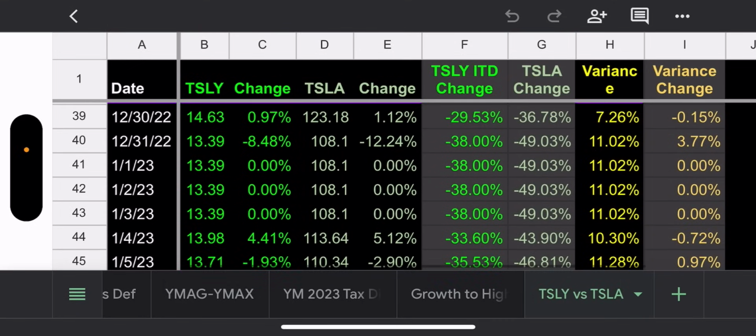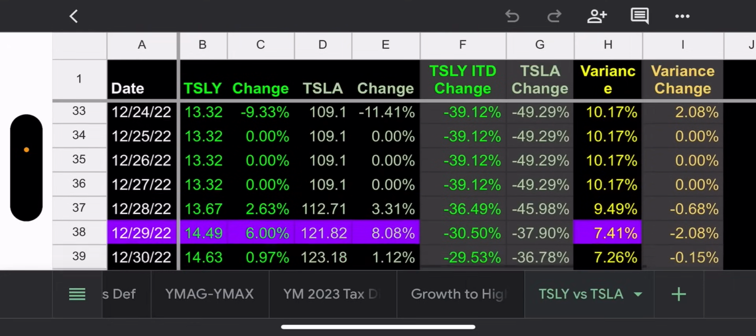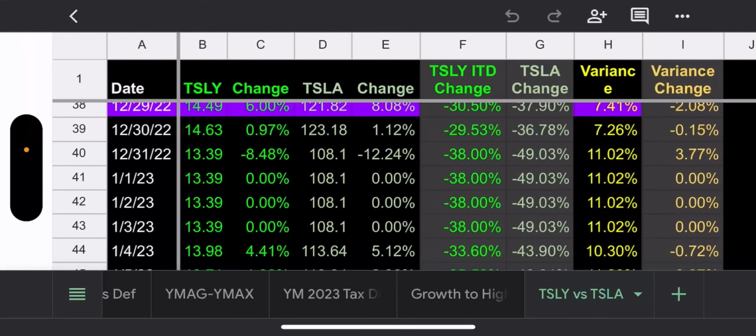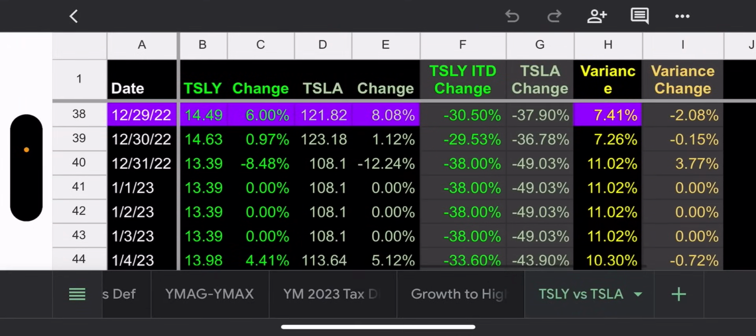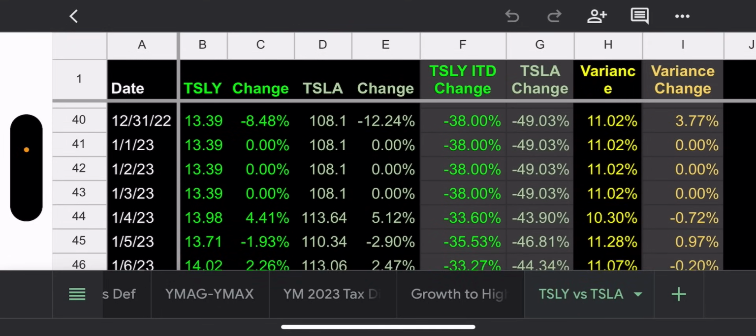And just so you know, the variance is still positive. So Tesley is still doing better than Tesla. It went down to 7%. And look at this date. December 31st, Tesla dropped 12% in one day. Could you imagine? And then 8.48% Tesley dropped.